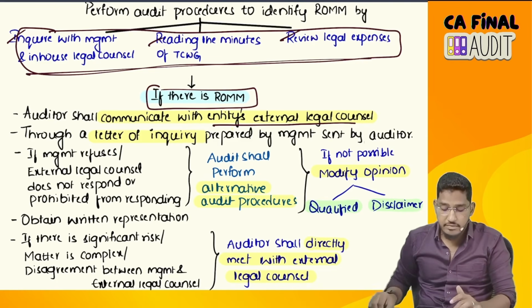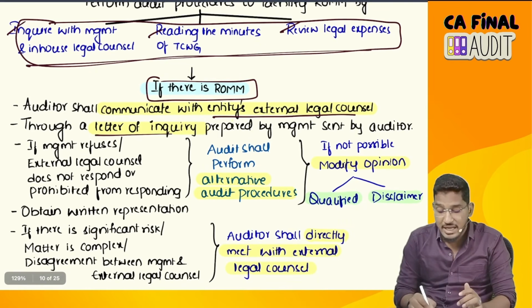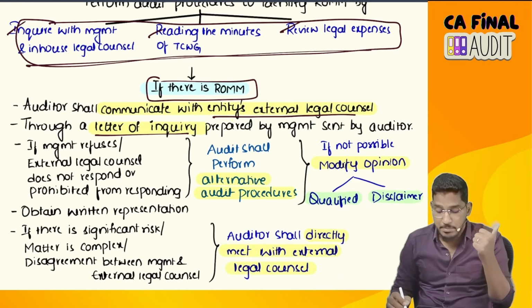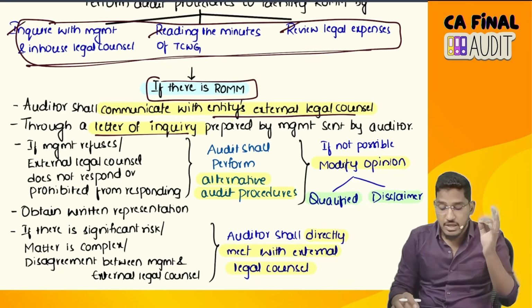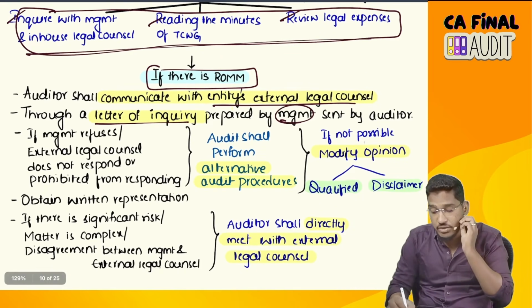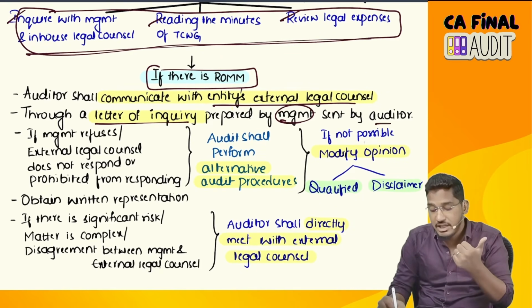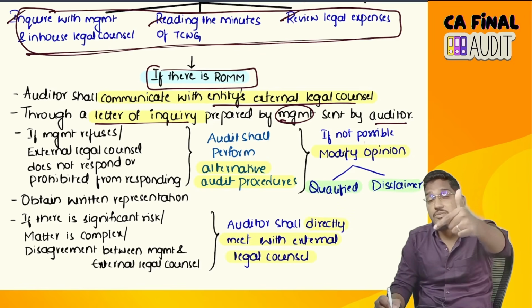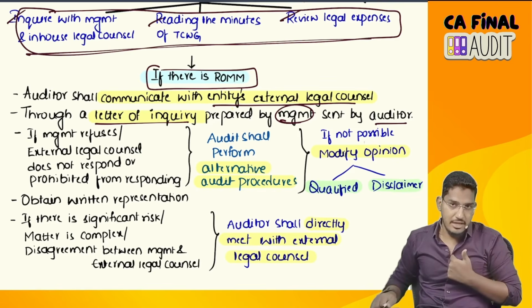Sir, how can I communicate with him, sir? You can communicate with him through a letter of inquiry. Here it is very important. You have to communicate with the entity's external legal counsel through a letter of inquiry, and that letter of inquiry should be prepared by the management, and it will be sent by the auditor, and we will ask the entity's external legal counsel to respond back to the auditor directly.